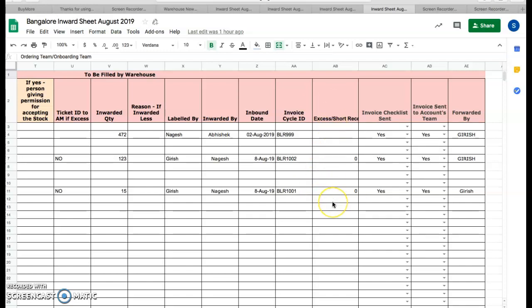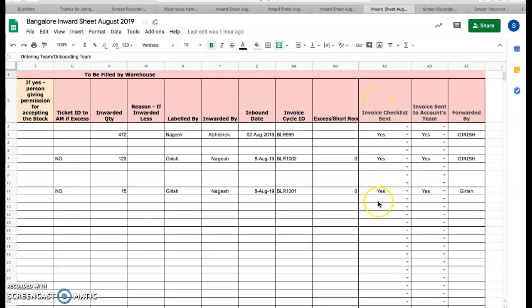Any excess or short stock that you felt you have received. In the sense, initially when the product was received you would have received some quantity, but after inverting there is an excess or a shortage of stock that has come to your notice. If you mention it here, we would be able to investigate better.